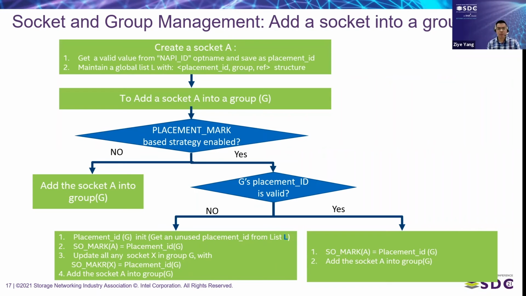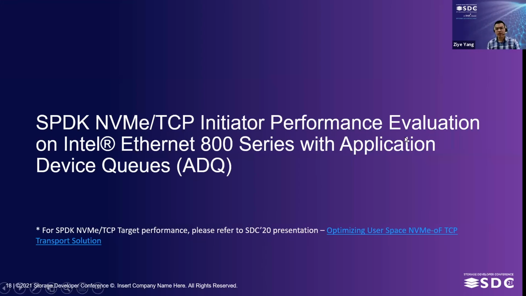If the group G's placement ID is valid, this is easy. Then we will just need to update the SO_MARK info of the socket A and then add it. Then we can still use the group-based scheduling or the group-based IO handling algorithm for the NVMe over TCP initiator, and we can still have the benefit of the ADQ technology. So yeah, now it's your turn.